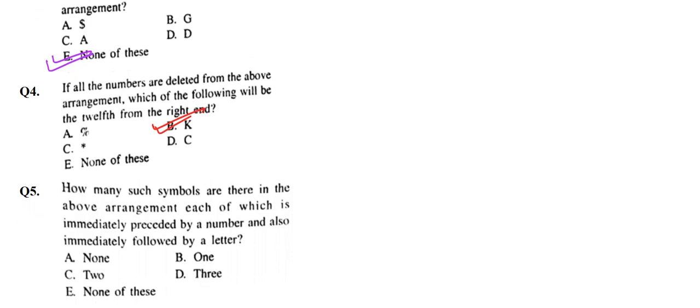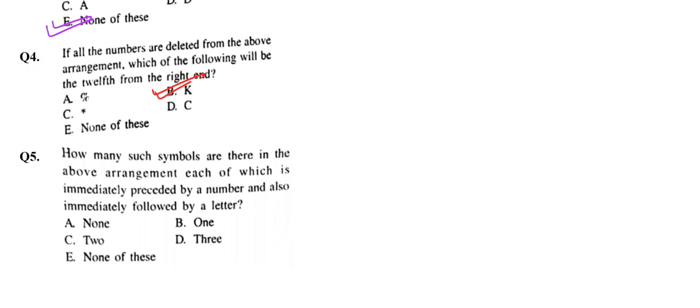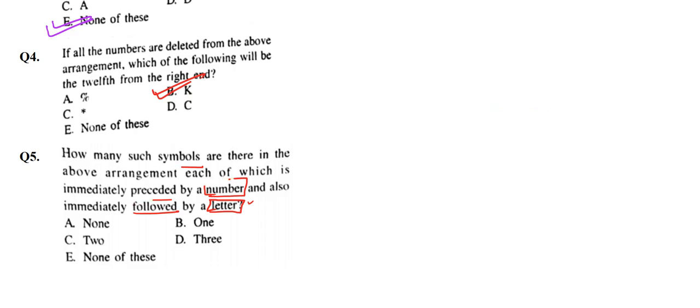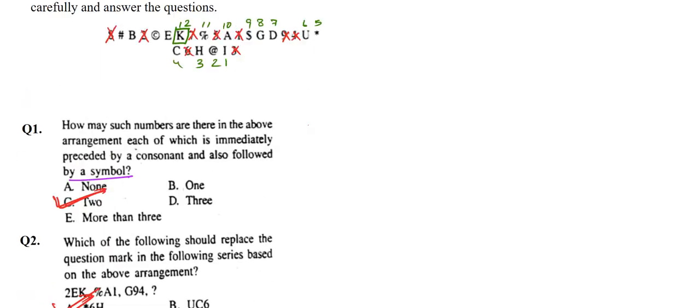Now let's move on to the last question of this section, which says, how many such symbols are there in the above arrangement, each of which is immediately preceded by a number and followed by a letter. So we need a symbol which is preceded by a number and followed by a letter. For example, this is a number, this is a symbol, and this is a letter. So we need this sequence. So let's check here.